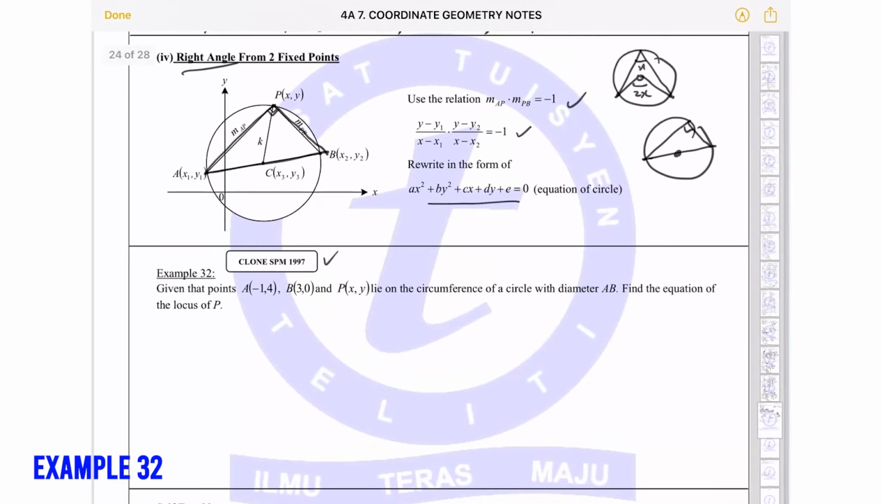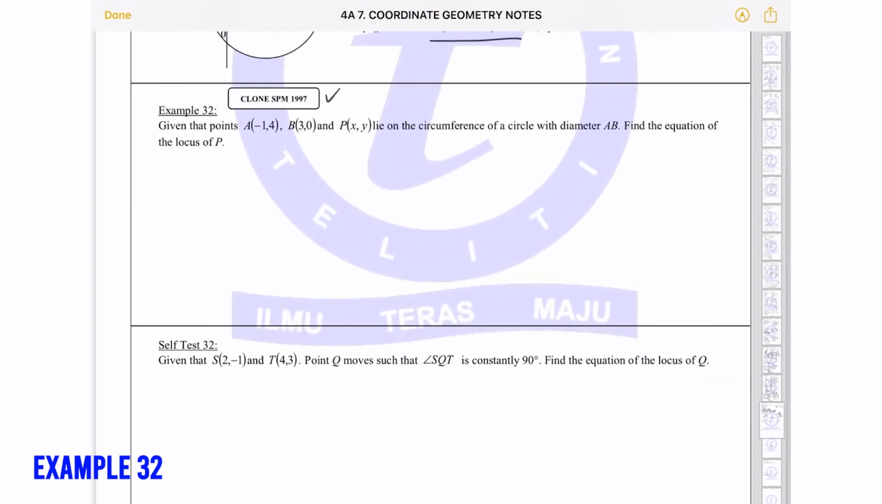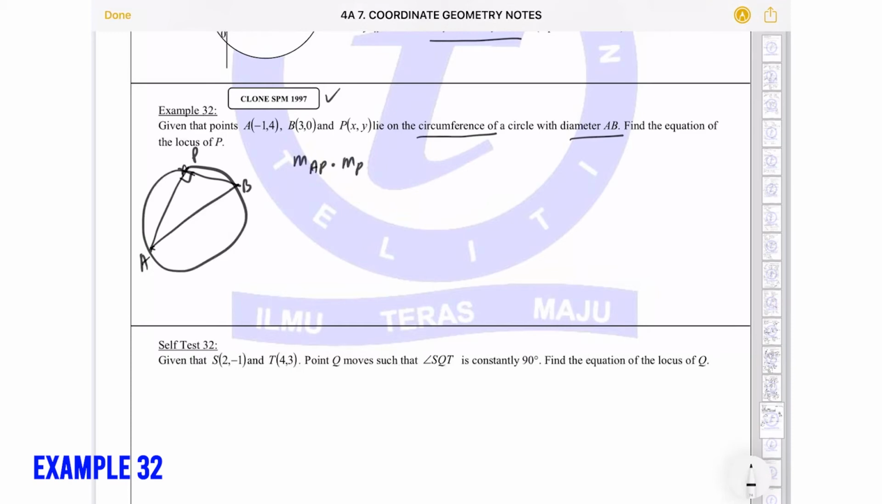Okay, let me show you one example. Now in example 32, P lies on the circumference of a circle with diameter AB. So we know it's confirmed a right angle. So let's say this is A, this is B, P is somewhere here, this angle is 90 degrees. So we can say gradient of AP times gradient of PB equals -1. So we take y minus y1 over x minus x1, you multiply with PB, y minus 0 over x minus 3, results in -1.